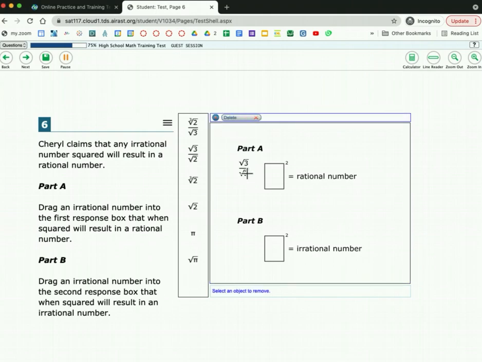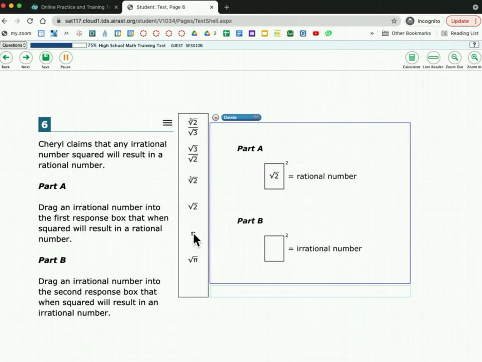Delete, okay, delete, there we go. An easier answer would be this one here because, as you know, a square root and a square are going to cancel. It's going to leave you with just 2, like a normal number. So rational is like a normal number. Irrational is a crazy number.